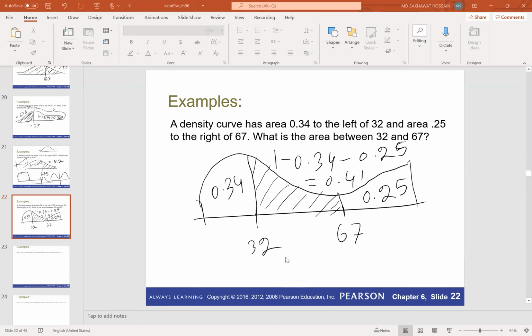Actually, you will need this idea. I'm showing these simple examples so that you get used to this, because you will need this idea to find the probability from the normal density curve.